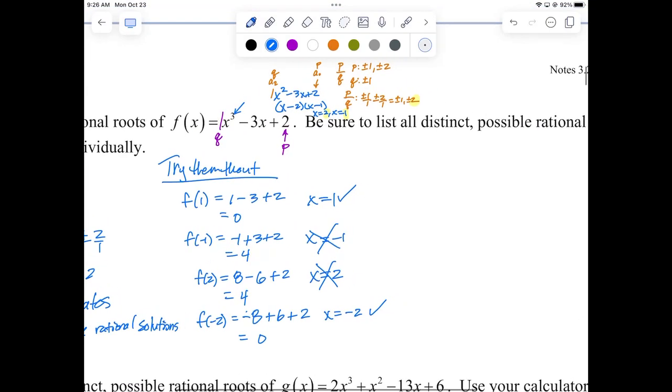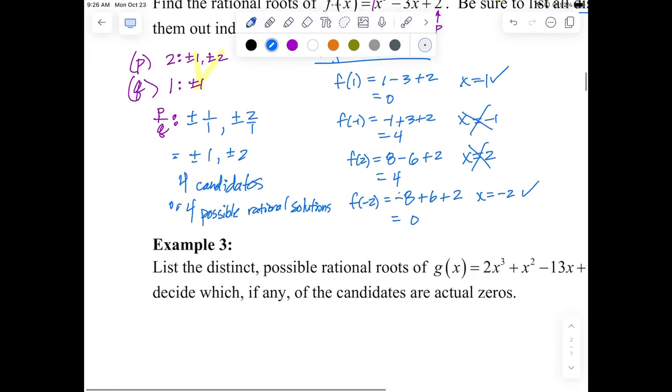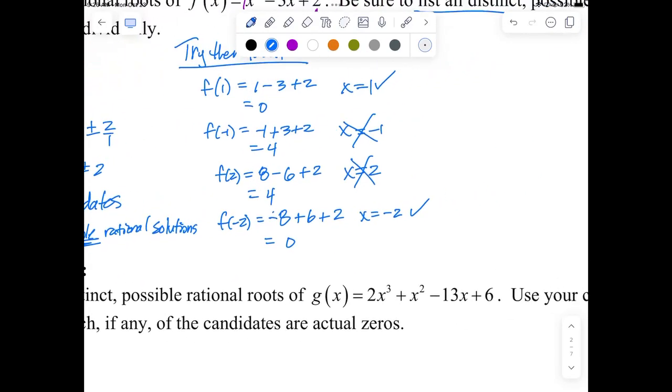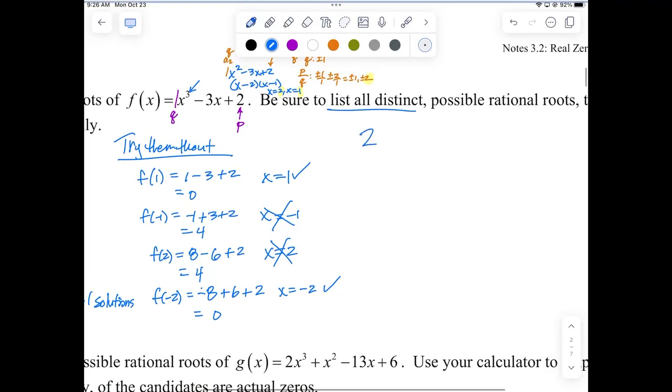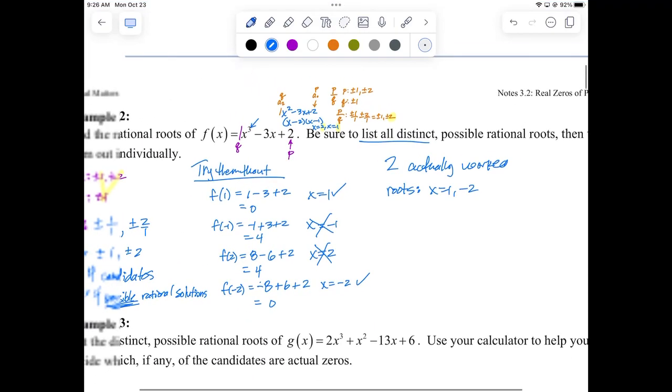2. Okay. Of the 4 possible rational solutions, 2 actually worked. So I know that I have roots. I can list them now as x equals 1 and x equals negative 2. Now, here's the problem. It's a cubic polynomial, isn't it? How many x-intercepts maximum can it have? 3. I just found 2 of them. Is there another one out there somewhere? Or does one of those count twice?